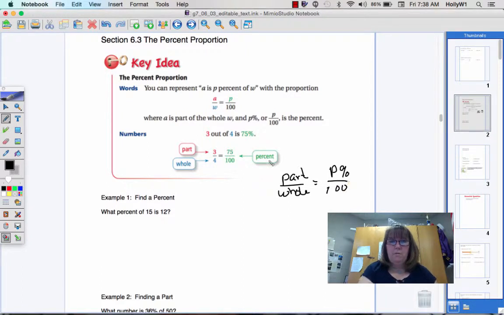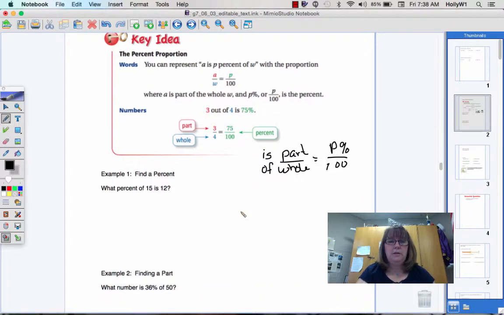And remember, we can use our keywords to figure out which is the part, and that's is, and what is the whole, which is of. And we did this a little bit the day before when we worked in the practice and record journals. So let's see how this really works.